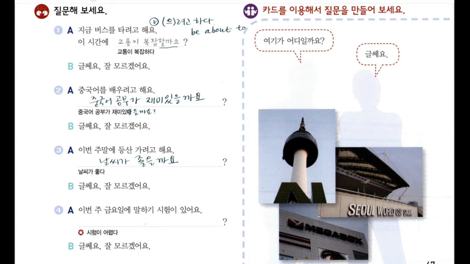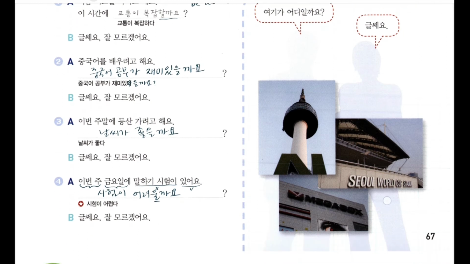4번. 이번 주 금요일에 말하기 시험이 있어요. This week, on Friday, there is a speaking exam. I've got a speaking exam. 시험이 어렵다. Do you think the exam will be difficult? 어떻게 말해요? Oh, this is irregular, isn't it? 자, 이렇게 말해요. 시험이 어려울까요? 말해요. Which applies to all irregular conjugation. 글쎄요, 잘 모르겠어요. Well, I don't know.